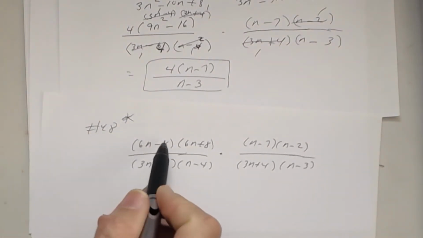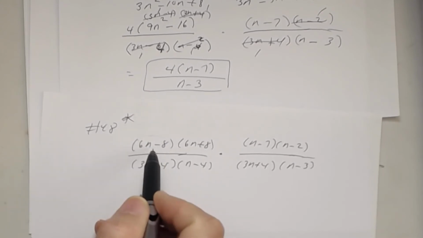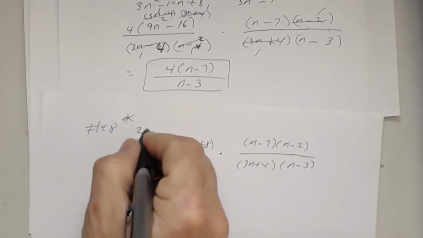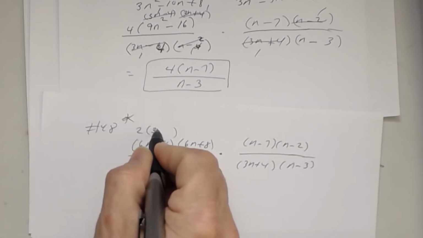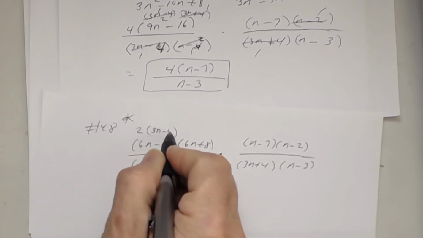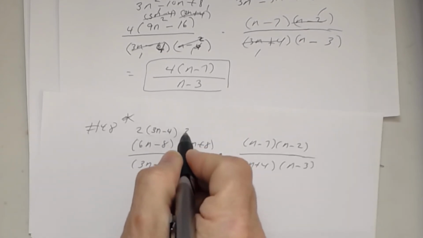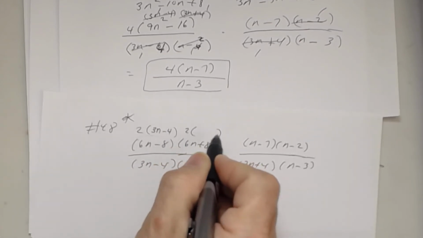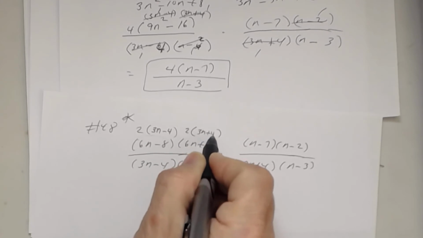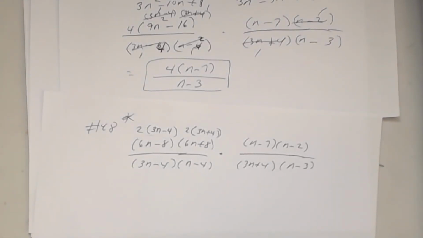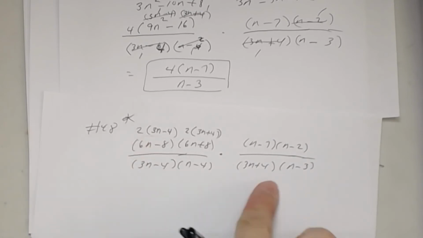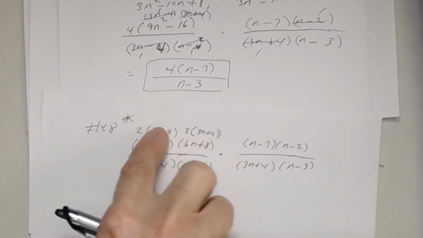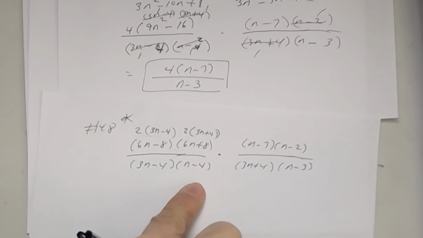What do you notice about this right here? So I can factor out a 2. So it's 2 times what? 3n minus 4. What's here? 2. So that's 2 times what? 3n plus 4. And then you reduce. So you would say, all right, the first factor is a 2. Would 2 reduce anything on there? Next factor is 3n minus 4. Will that reduce anything on there? Yes.